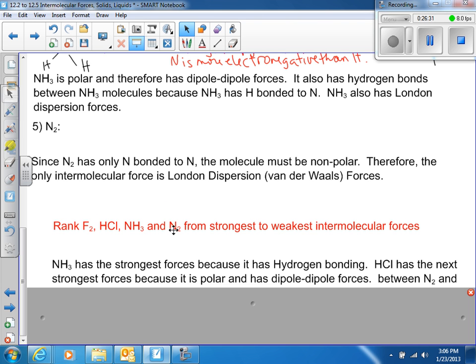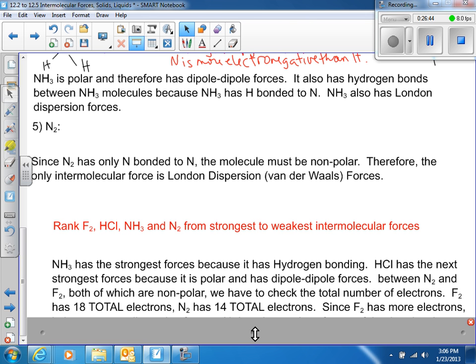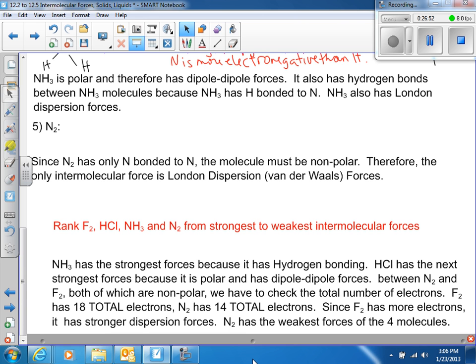Now, between N2 and F2, if you didn't pause, go back and read the whole thing. N2 and F2, you have to check total electrons, so you see which one has more electrons, and you can pause this for a minute, count them yourselves, or just see what I wrote. So N2 and F2, you check the total electrons. Total, not valence. F2 has 18, N2 has only 14, therefore F2 has stronger dispersion forces, and N2 has the weakest forces of the four molecules.